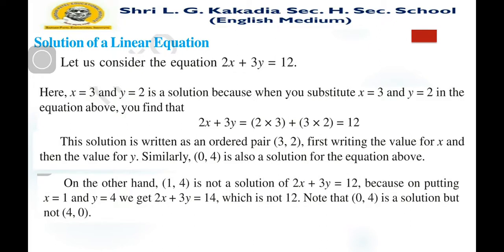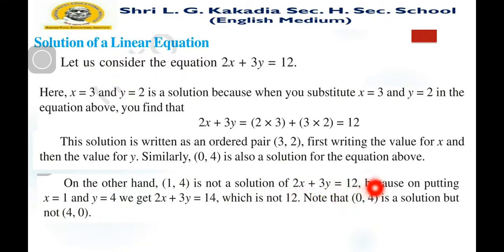On the other hand, 1 comma 4 is not a solution of 2x plus 3y is equal to 12. Put x is equal to 1 and y is equal to 4, and you do not get 12. Because on putting x is equal to 1 and y is equal to 4, we get 2x plus 3y is equal to 14, which is not 12.